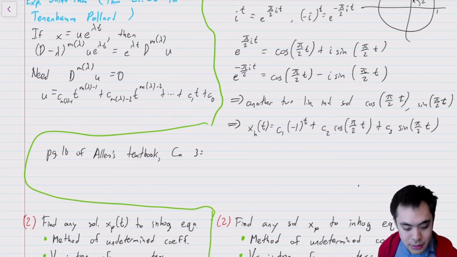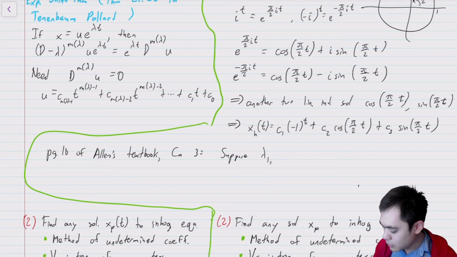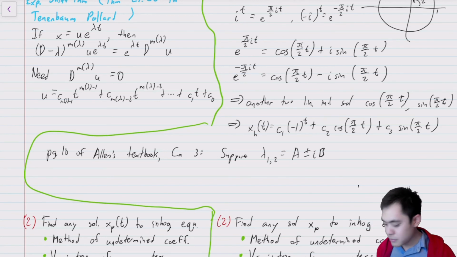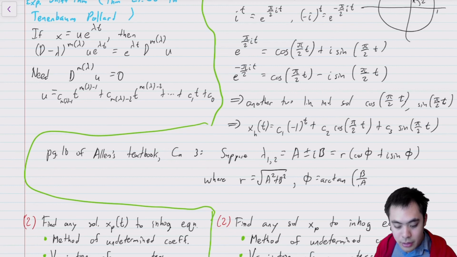Suppose lambda 1 and 2 are equal to a plus or minus ib, which, if you write it in polar form, is equal to r times cosine of phi plus i sine of phi, where r is equal to the square root of a squared plus b squared, and phi is equal to arctan of b over a.